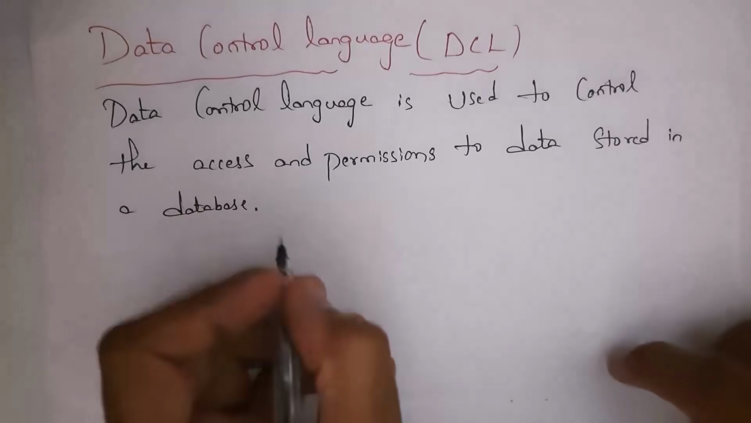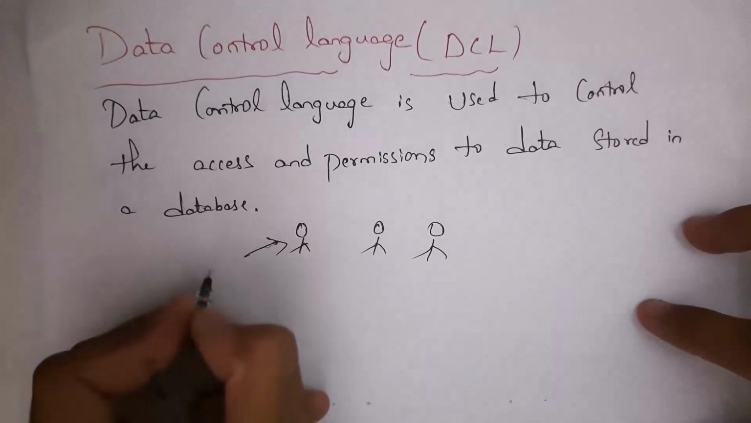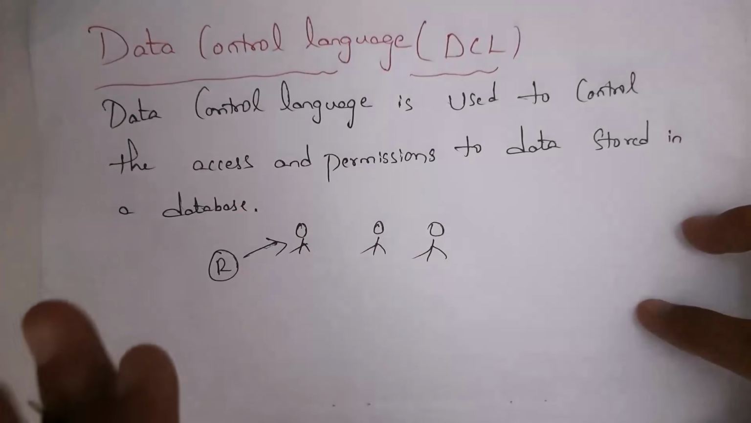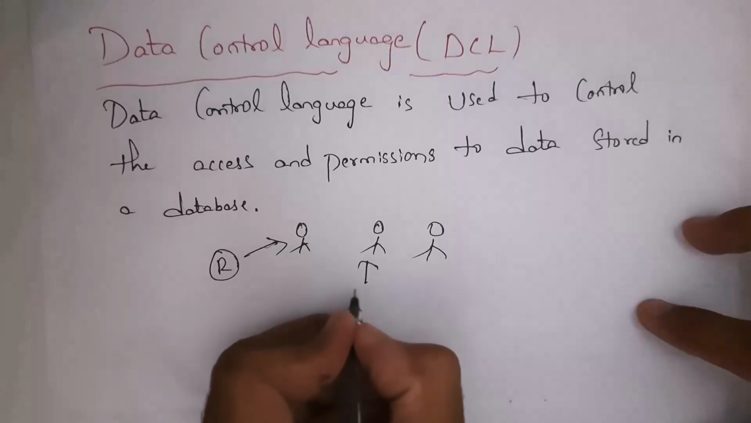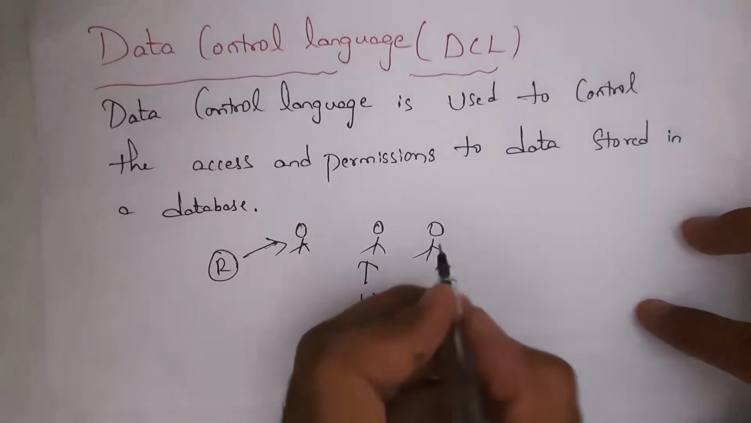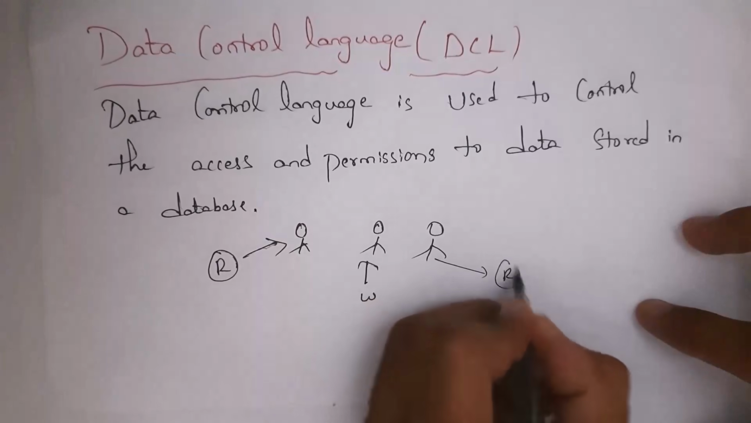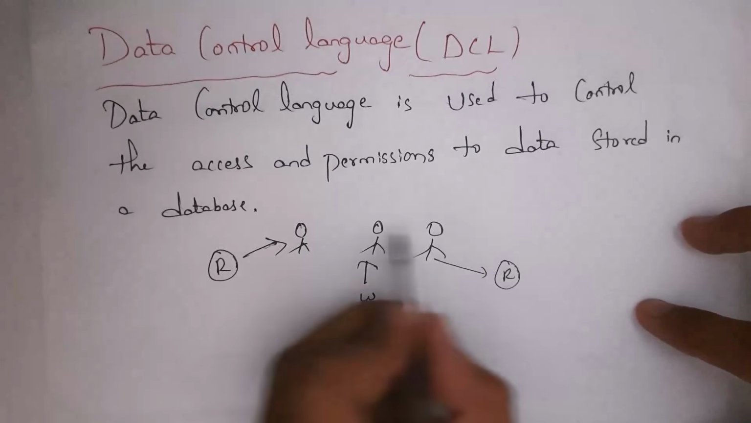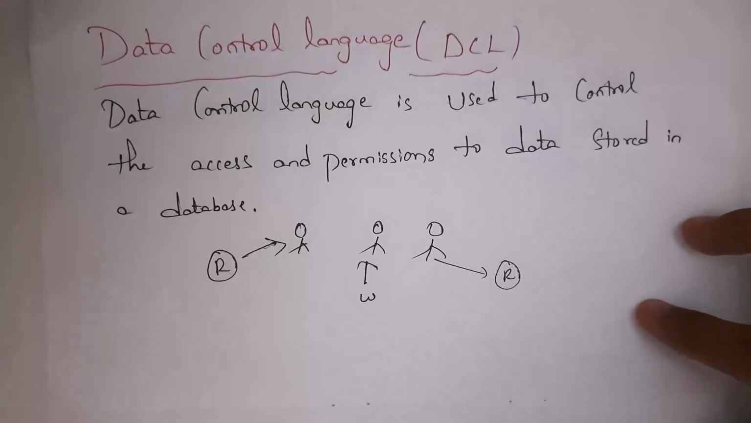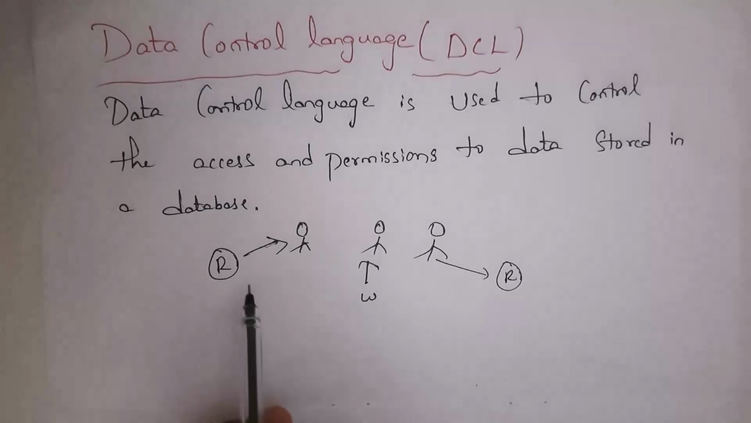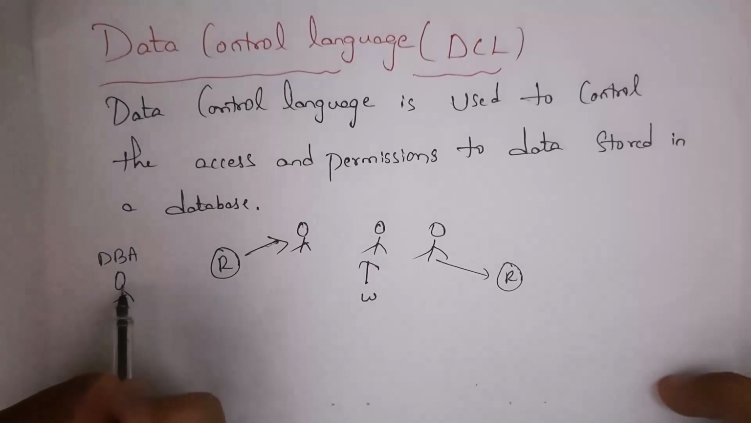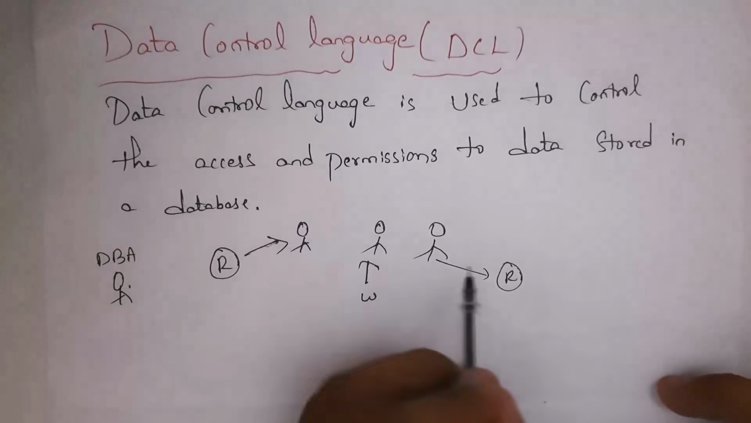For example, there are 3 users. For this user, I want to give only read permission. That is, this person can only read data, he cannot insert data. And for this person, I want to give write permission. That means he can read data and as well as he can write data. And for this person, I want to give only read permission. So if you give only read permission to particular users, they can only read data, but they cannot perform any modifications on data. So you can give various permissions to various users by using data control language. In software company, there will be database administrator. He will give various permissions to various users.